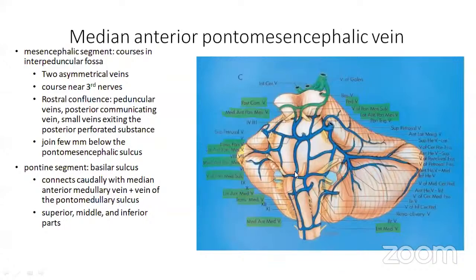It has three segments: superior, middle, and inferior parts. Usually, one of the parts may be missing, and therefore the other parts anastomose with the corresponding transverse veins, which we will see in subsequent slides as well.